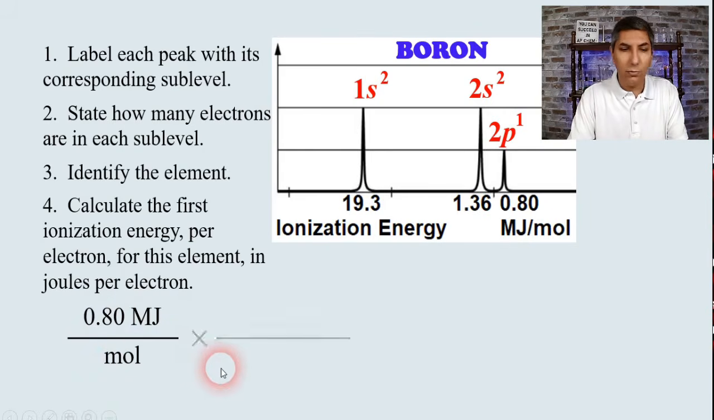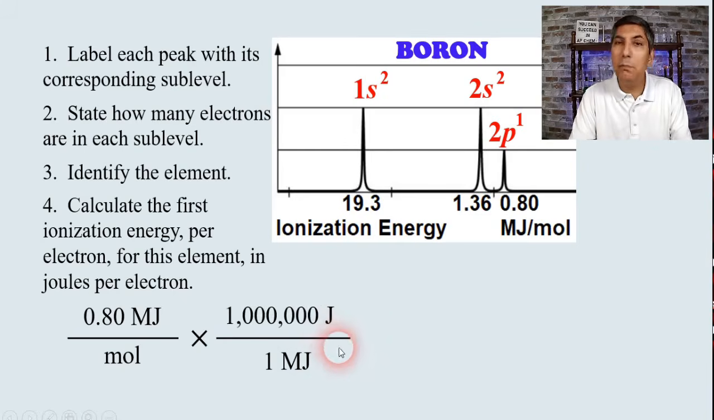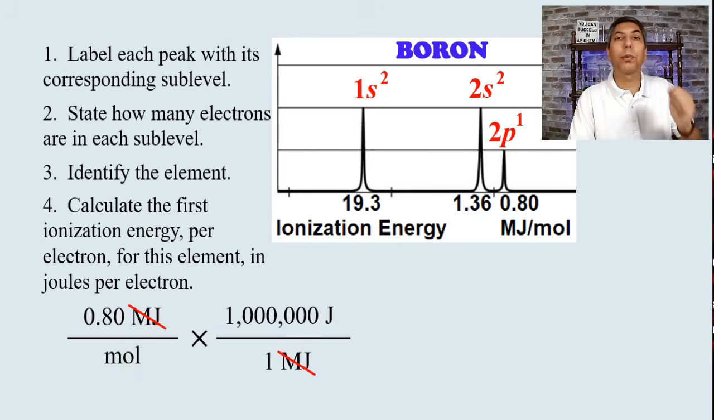So in my conversion factor, I'm going to start by converting megajoules to joules. So I have to put megajoules on the bottom, so it'll cancel, and joules on the top. Now we know that the SI prefix mega means a million, doesn't it? So that means that there are 1 million joules in 1 megajoule. So I can cancel megajoules top and bottom. If I were to stop here, I'd be in joules per mole, wouldn't I? But I don't want to be in joules per mole. I want to be in joules per electron.